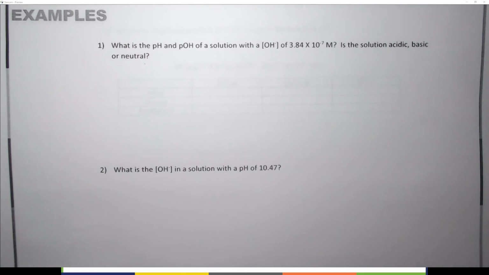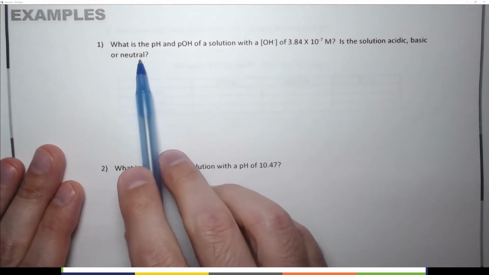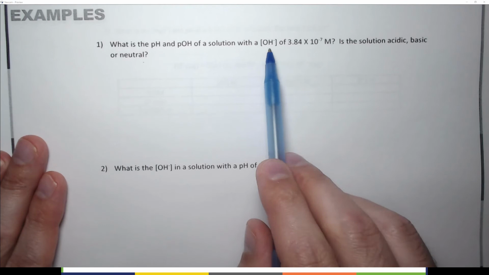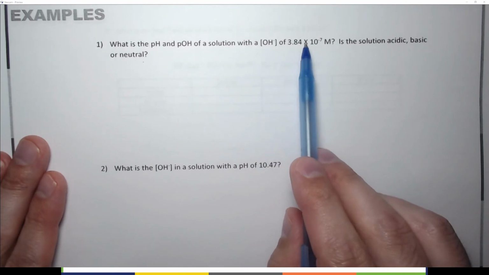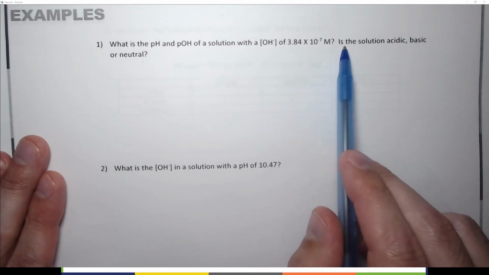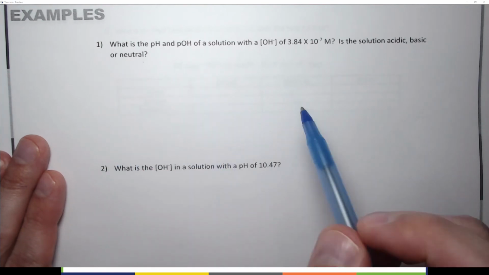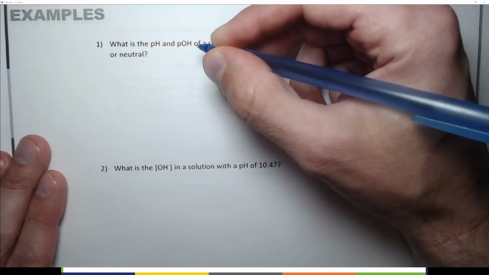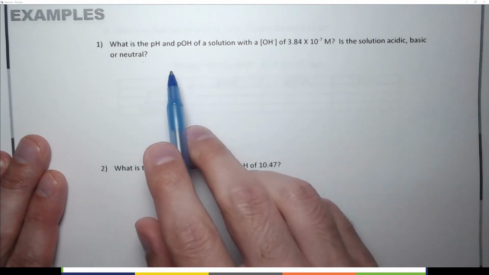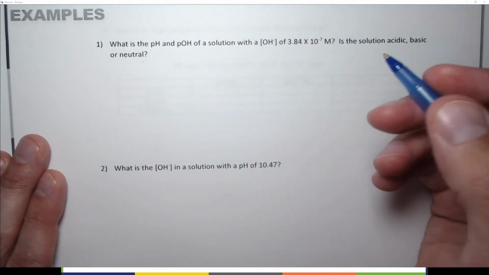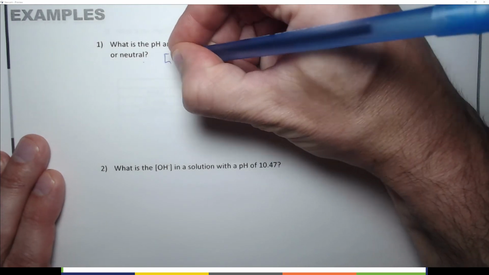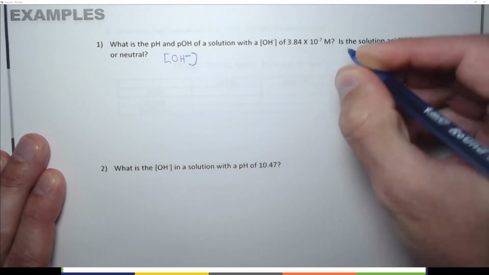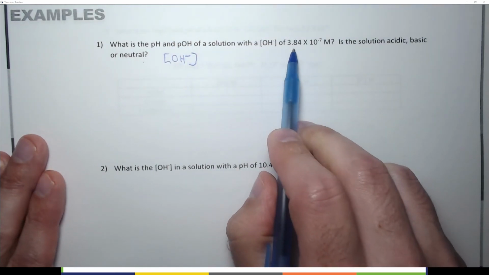So, similar, it says, what is the pH and pOH of a solution with a concentration of OH minus of 3.84 times 10 to the minus 7? Is the solution acidic, basic, or neutral? So I'm going to, again, like usual, do the acidic, basic, or neutral thing first. So in order to do that, I'm going to do concentration of OH minus, and I'm going to compare it to 1 times 10 to the minus 7.